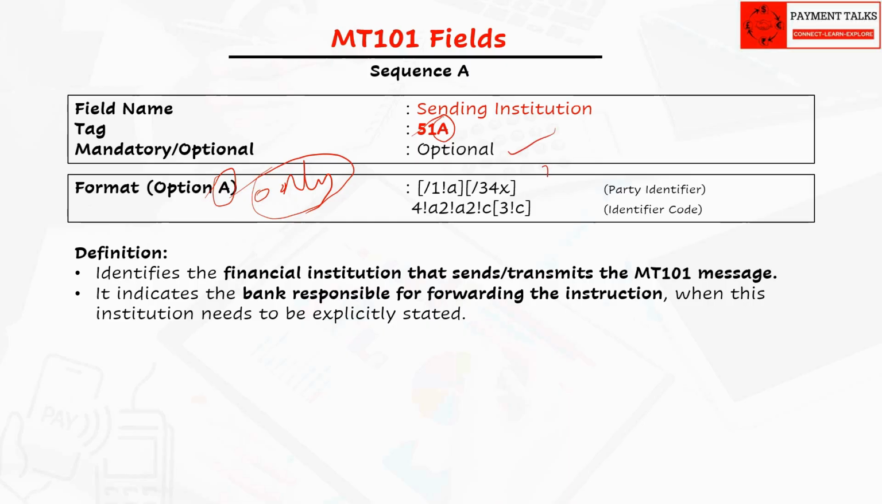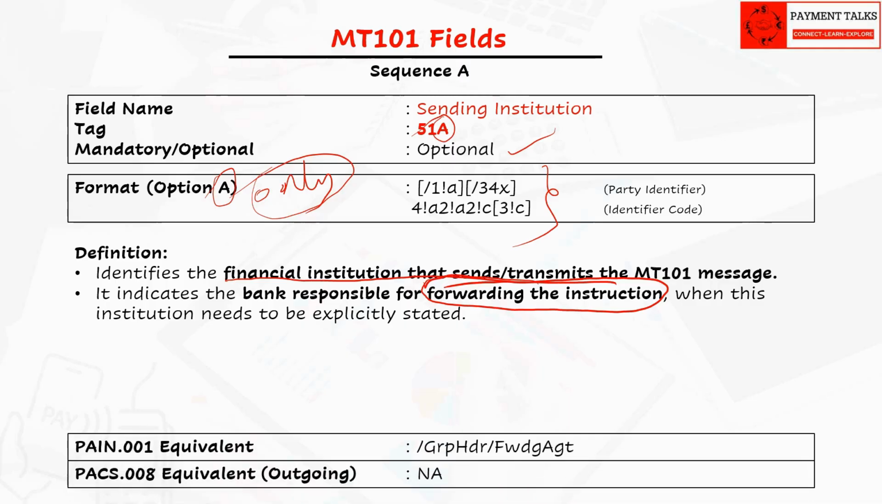The format option, as I just explained, is the A letter option format. This field identifies the financial institution that transmits the MT101 message. It indicates the bank responsible for forwarding the instruction when this institution needs to be explicitly stated. Can you guess this field now in ISO? You guys are brilliant. Yes, it is forwarding agent in PAIN.001 message used in relay scenarios. It is inside the group header.